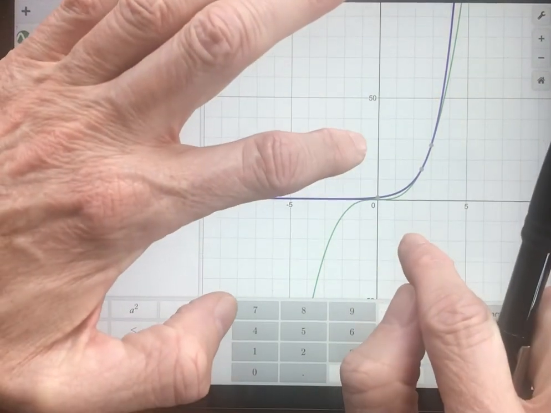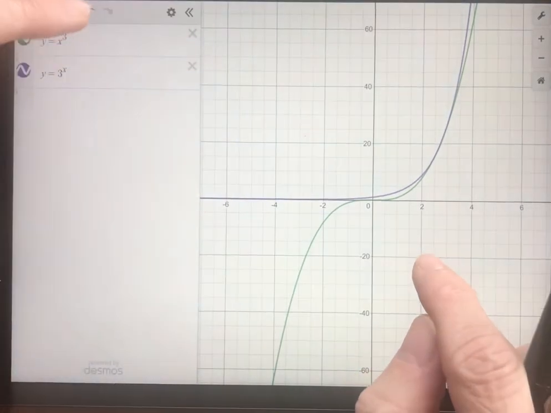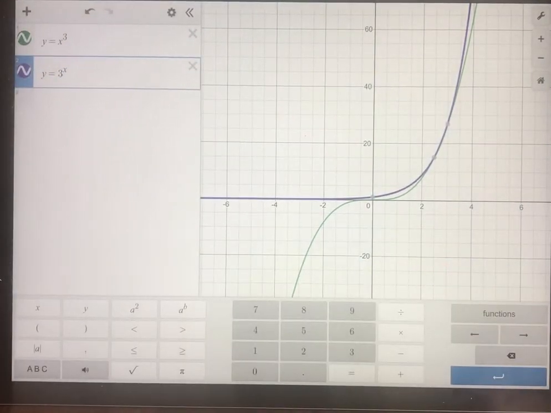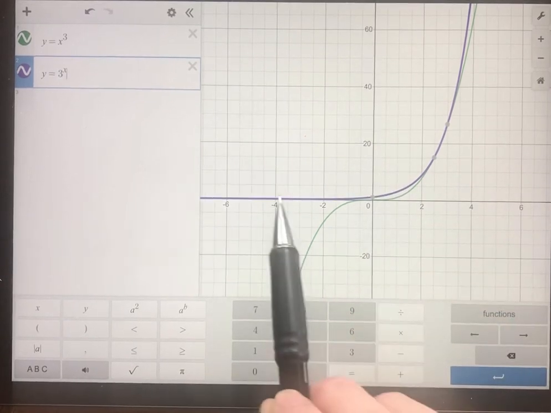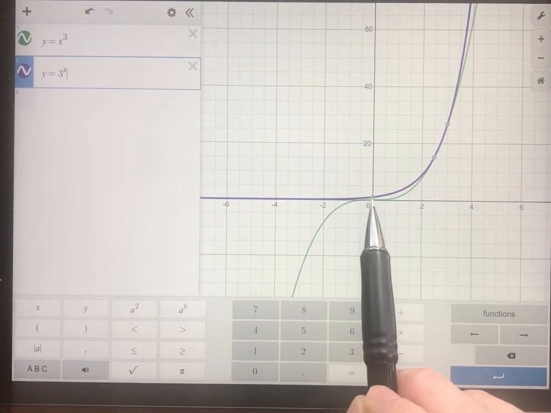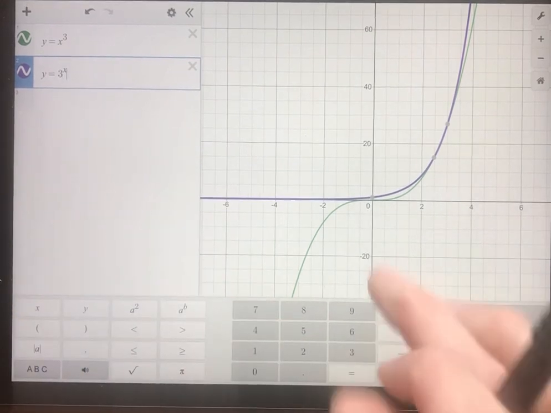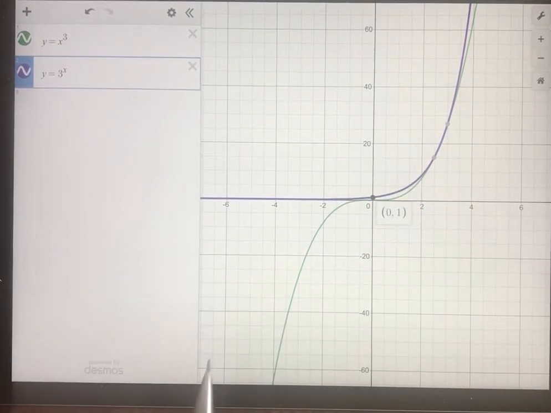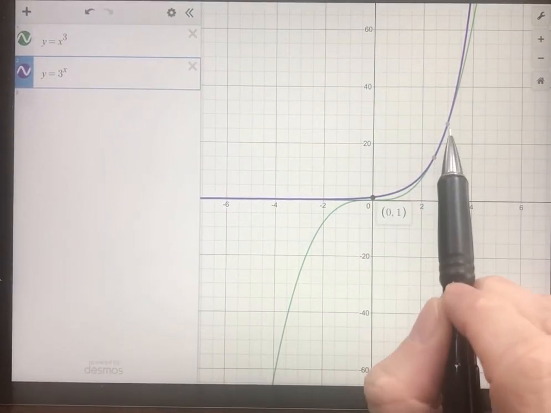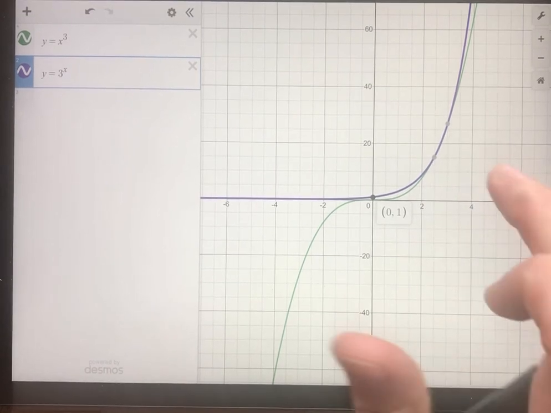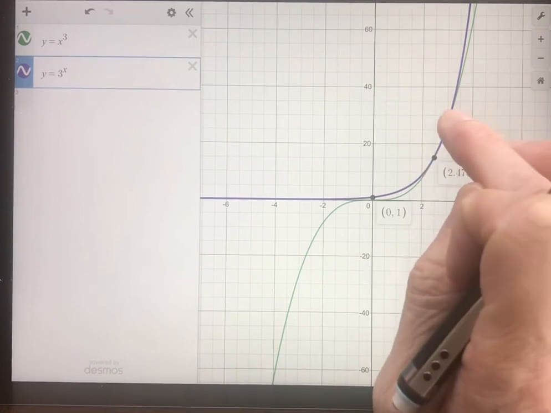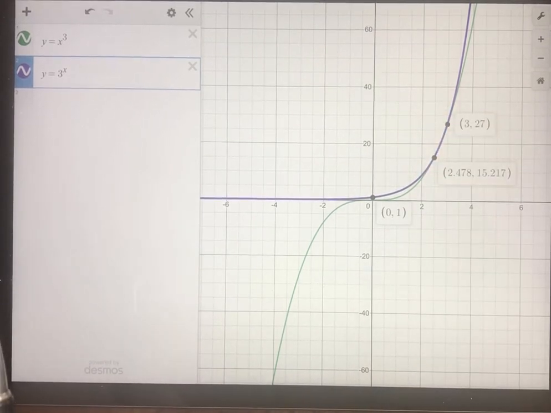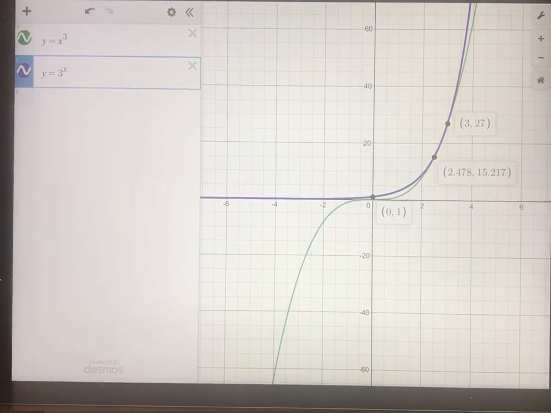Desmos picks out key points for you. And key points include intercepts. Well, there's the intercept of the exponential function right here, which is (0, 1). And key points also include where they intersect. So in this case, it turns out that these two functions intersect. There are two values for x. They have two places that they are equivalent.